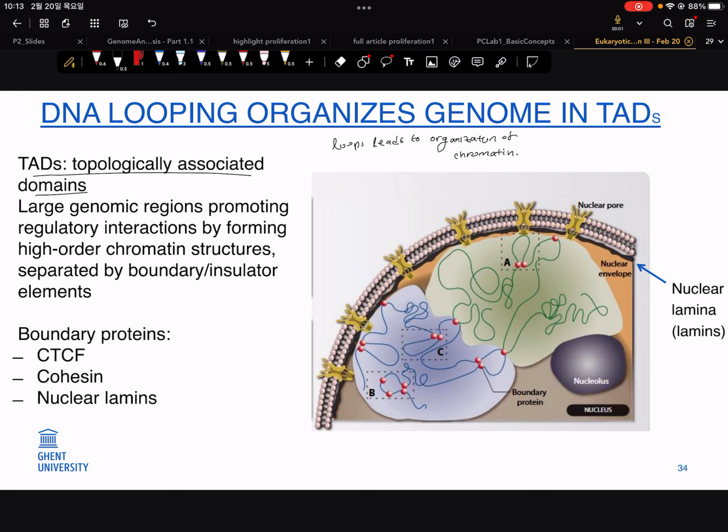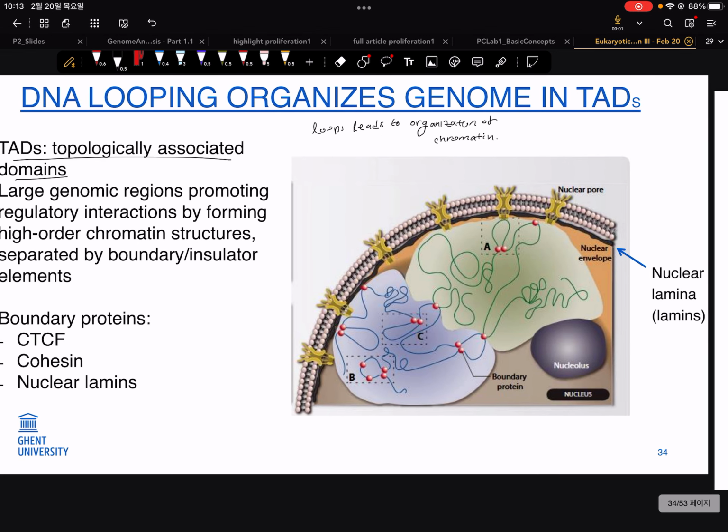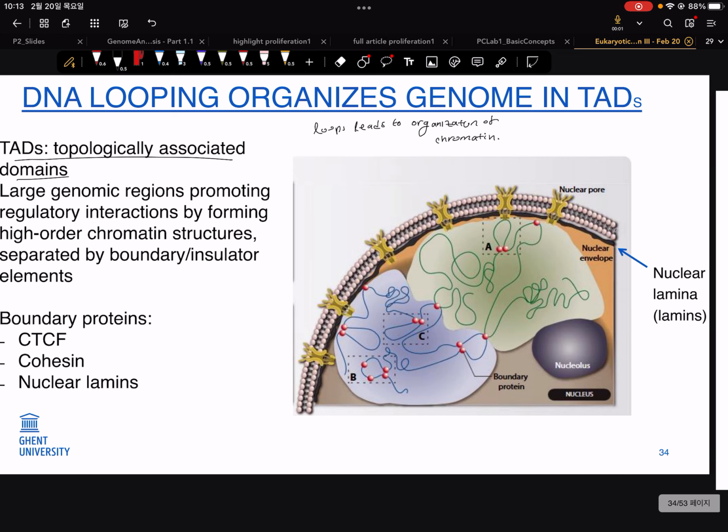And specific proteins bind to those insulator elements like CTCF. There are also other ones, like cohesin and nuclear lamins. Nuclear lamins are found here, just below the nuclear membrane. You have the nuclear lamina over here, consisting of lamin proteins, and they can also bind to boundary elements, so that the chromatin here, for example, is connected to the lamina through interaction with the lamina.